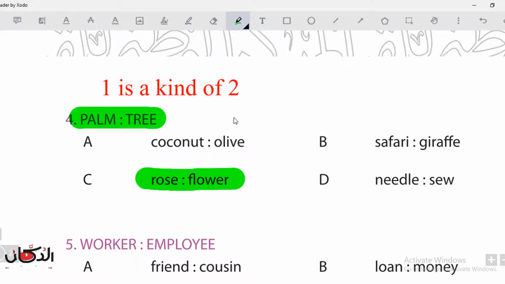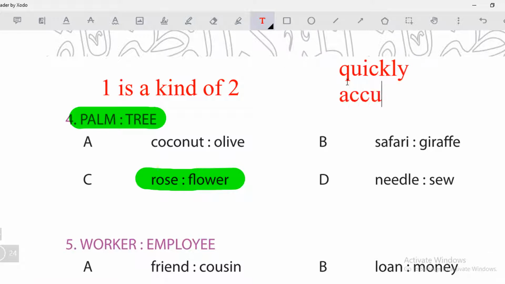In the real test, the time is so limited. You have to think quickly, but also accurately. You have to think quickly, accurately, and deeply. Don't just look at the four options and think, yeah, that's correct, they have a relationship.